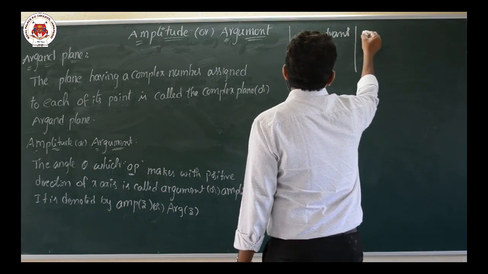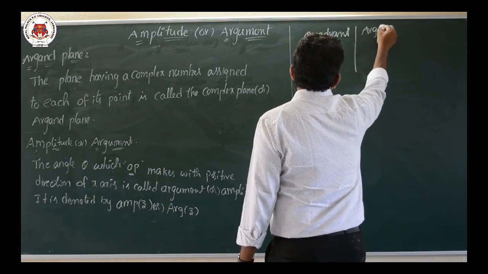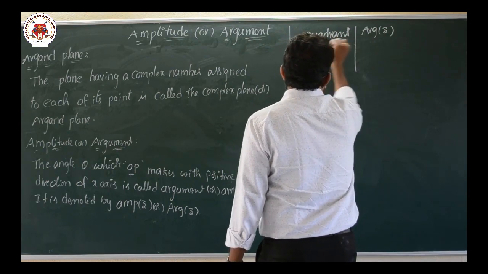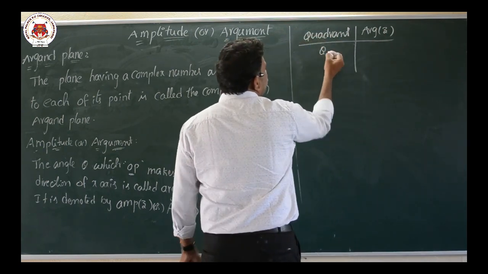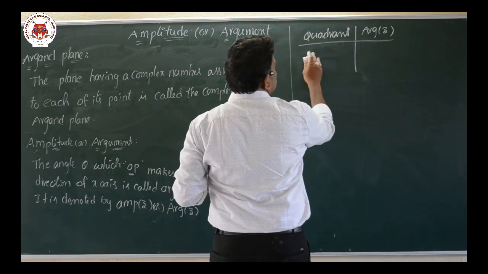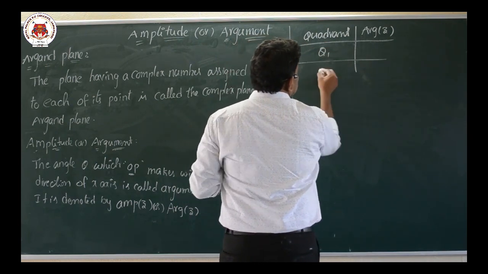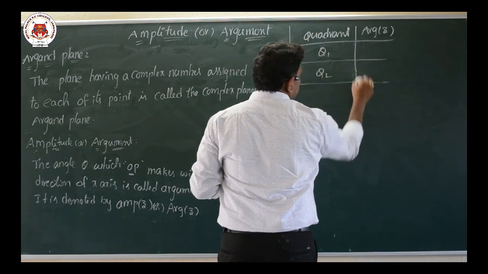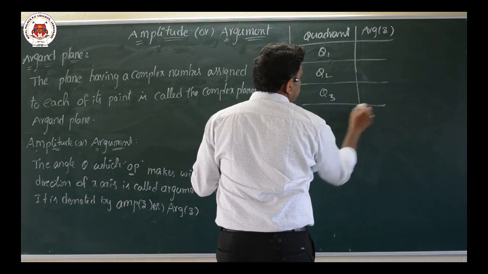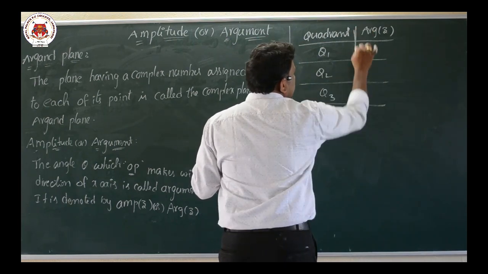Quadrant, and here is the argument of a complex number. So how many quadrants are there? There are 4 quadrants. First quadrant, second quadrant, now this one is the third quadrant, and the fourth quadrant. There are totally 4 quadrants.